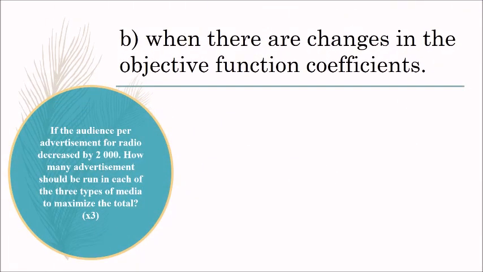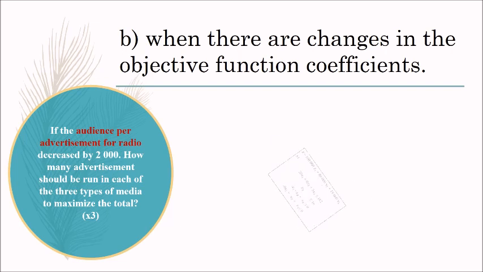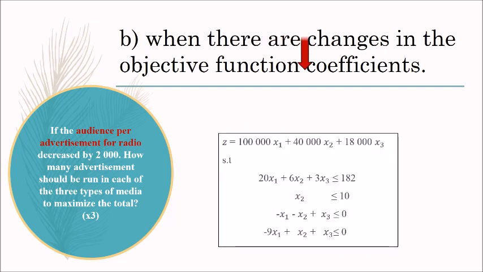Okay, now I will present the second case, which is when there are changes in the objective function coefficients. This is question 1 from the second case. If the audience per advertisement for radio decreased by 2,000, how many advertisements should be run in each of the three types of media to maximize the total? From this question, we know that the key point is audience per advertisement for radio, which is referring to variable x3.